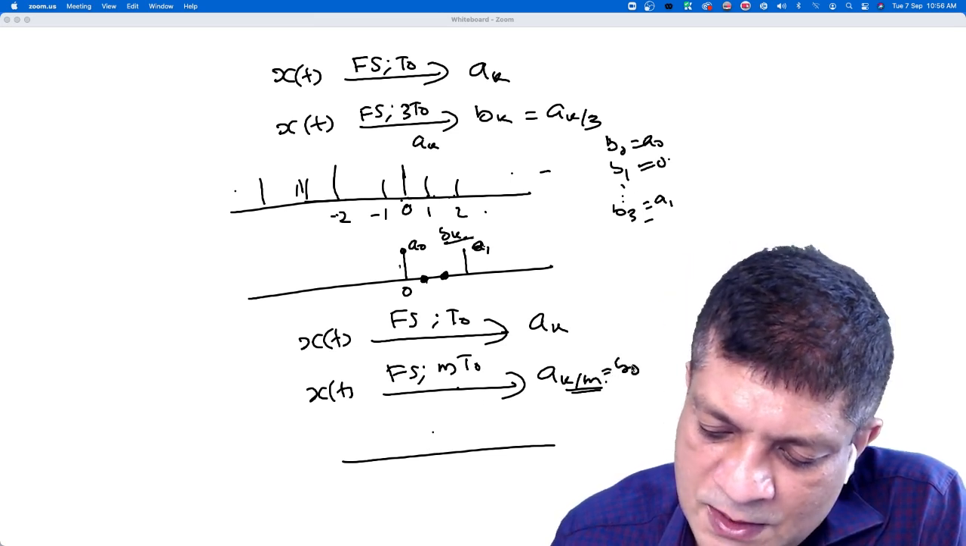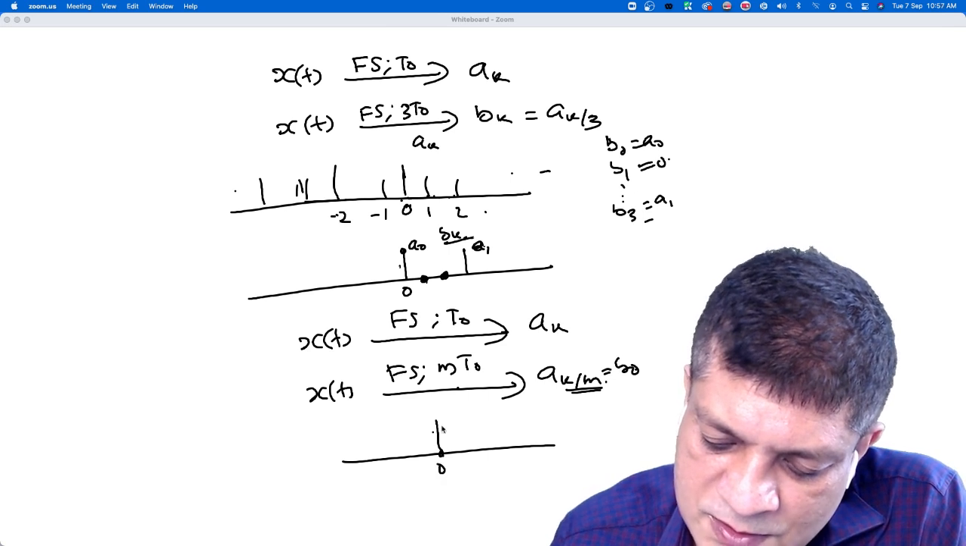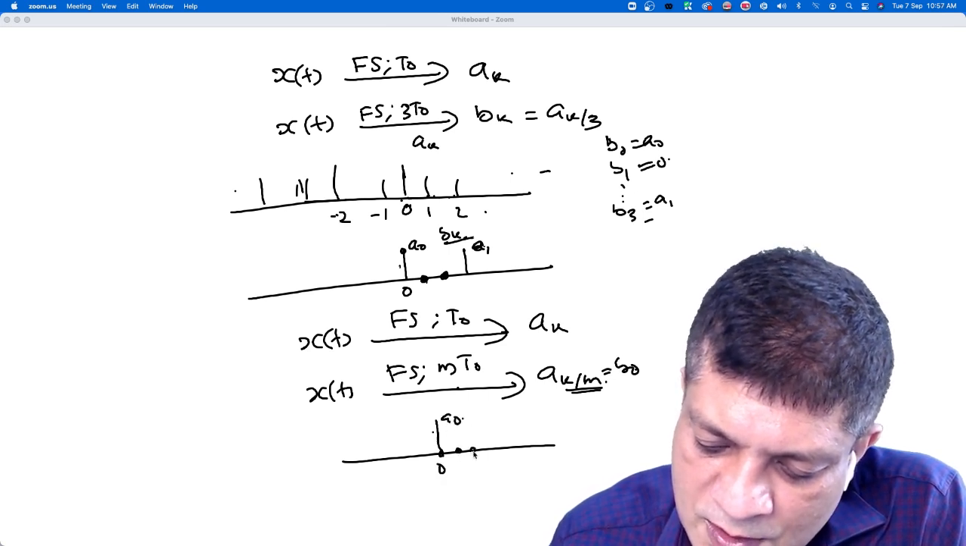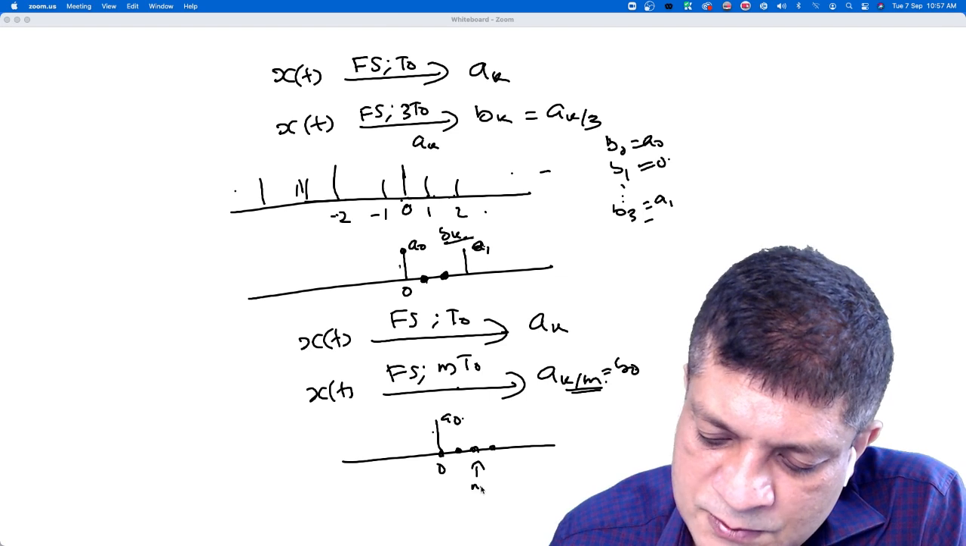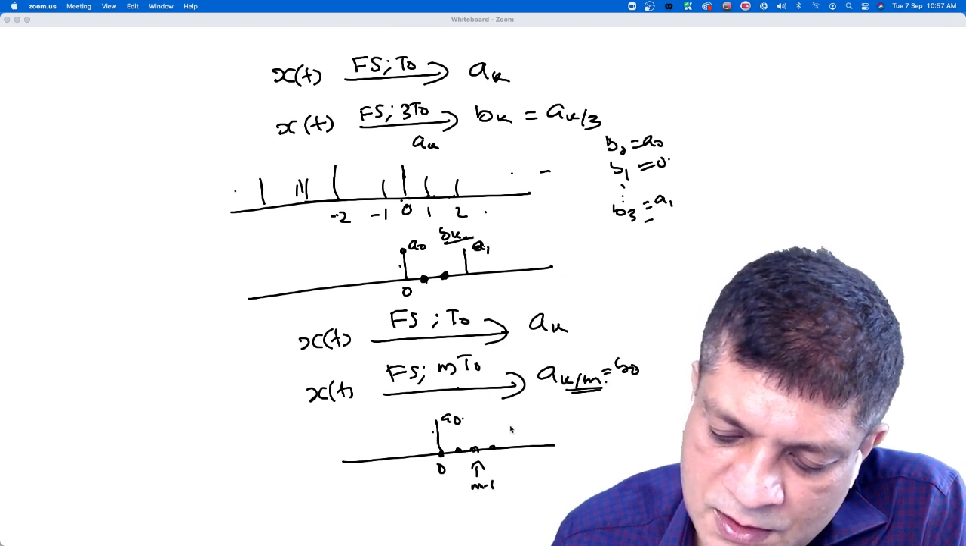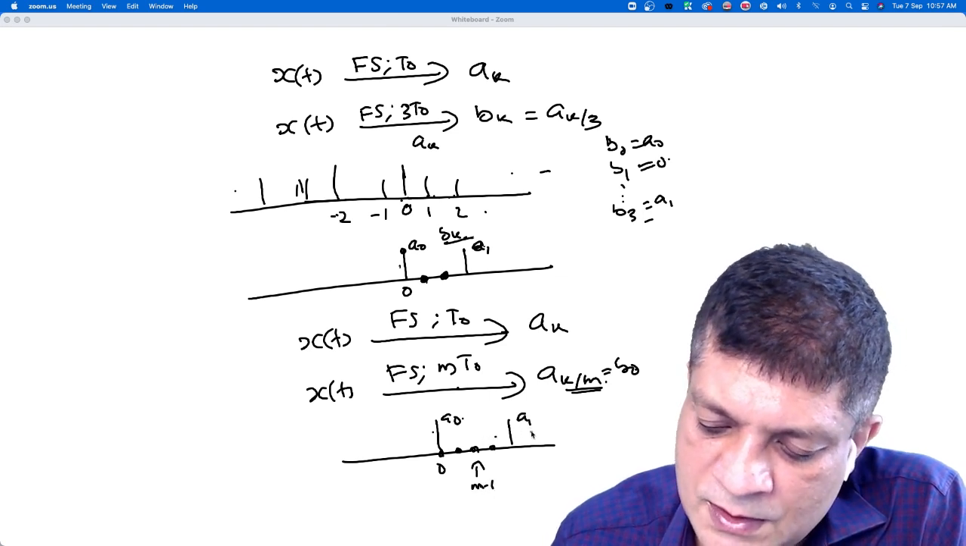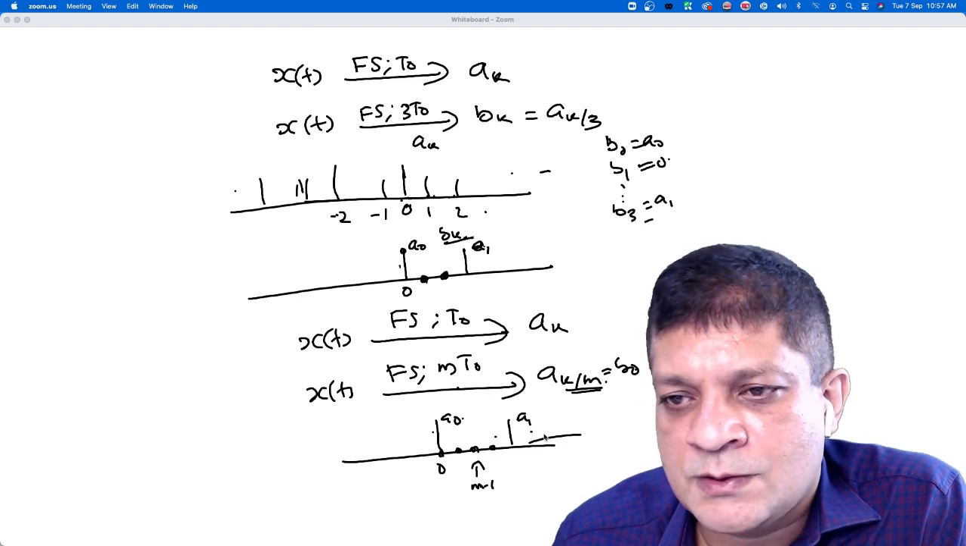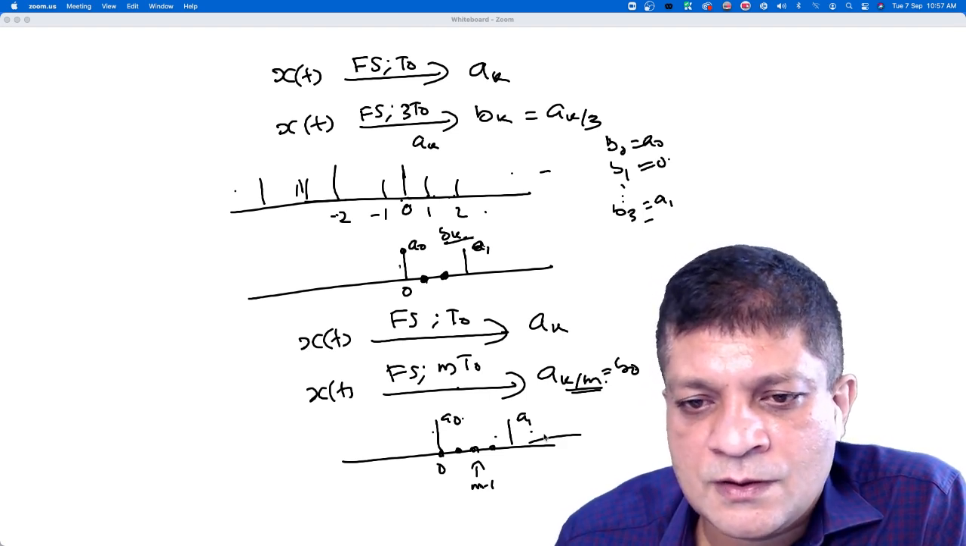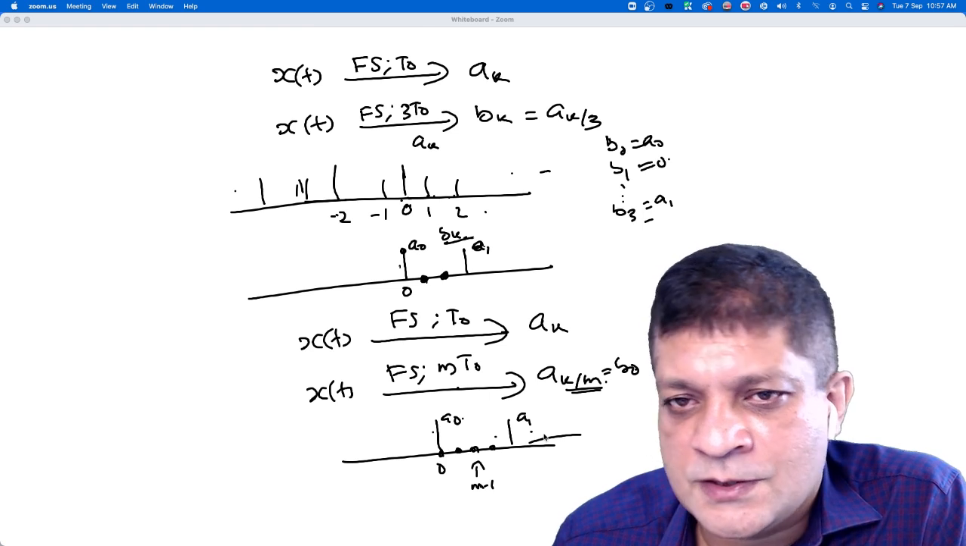Let's say this is b_k. So b0 is a0. Then there are m minus 1 zeros, and the next value is a1, like that, isn't it? There are m minus 1 zeros, and so on. So that is the operation, is it?